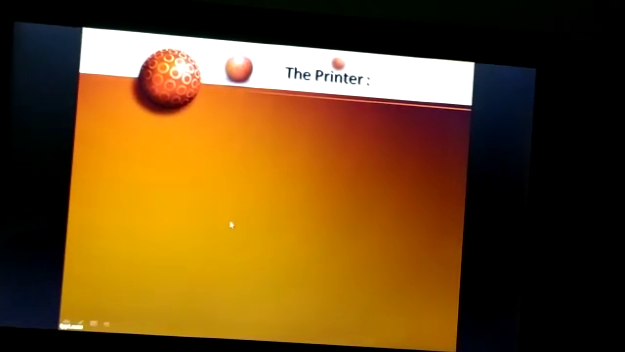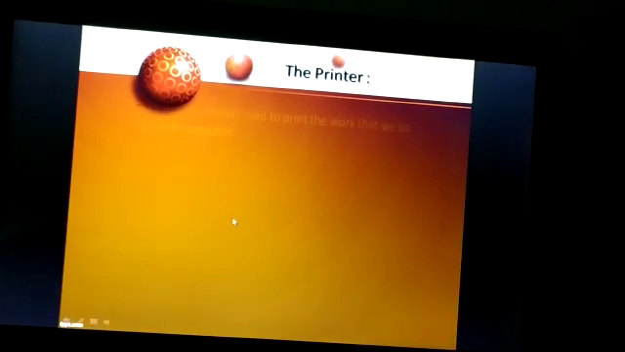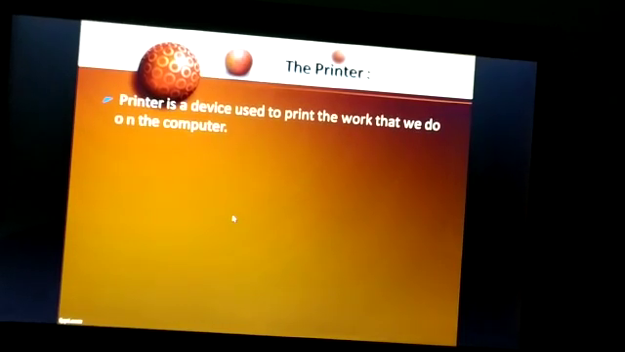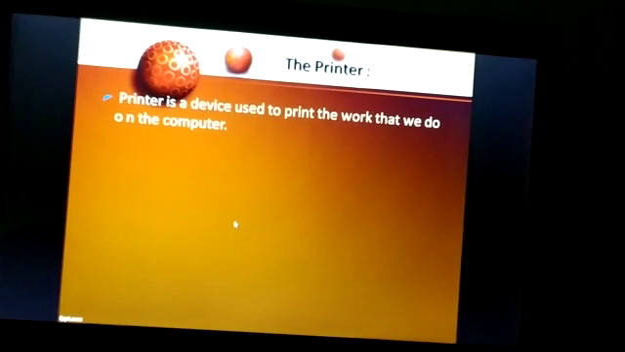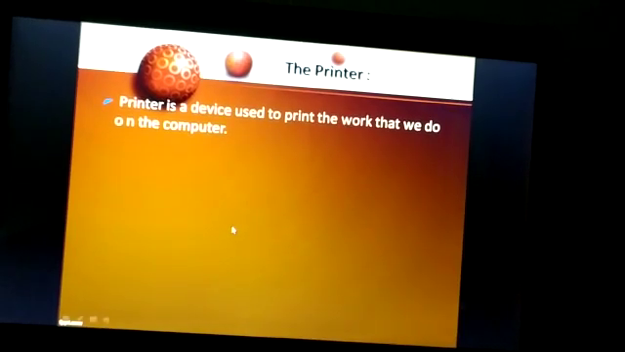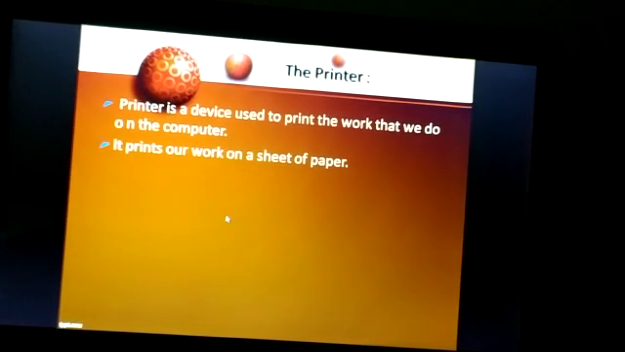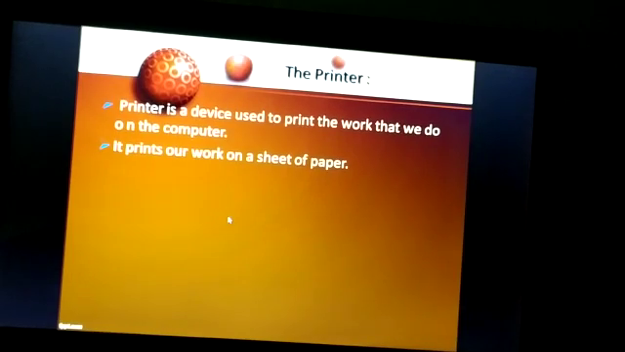Second device is the printer. Printer is a device used to print the work that we do on the computer. It prints our work on a sheet of paper.